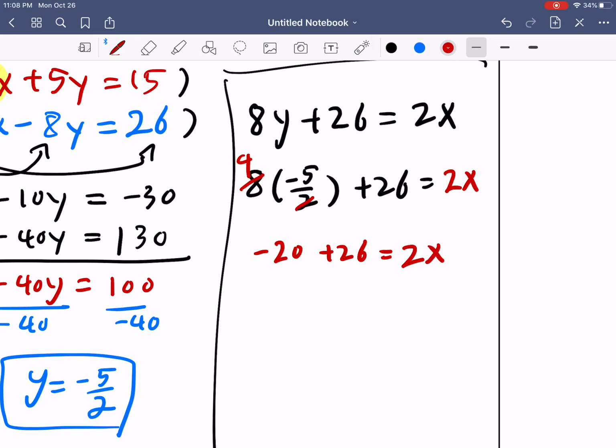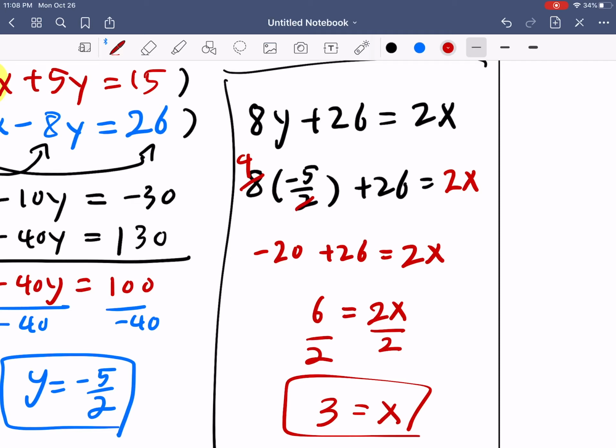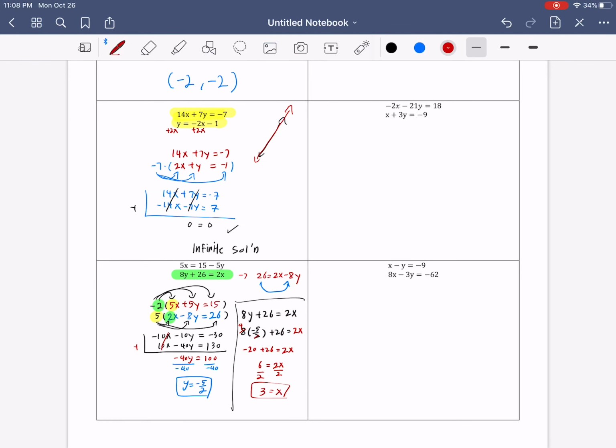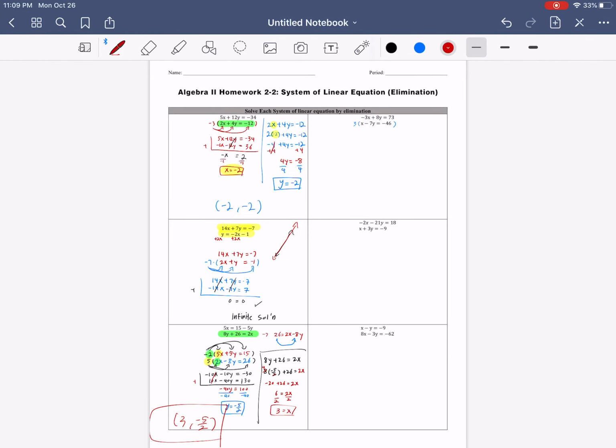Alright, negative 20 plus 26 is positive 6, equals 2x, which if you divide by 2 on both sides, you get x equals 3. So the answer is 3 comma negative 5 over 2. That's going to be it. Make sure to try the questions on the right by yourself.